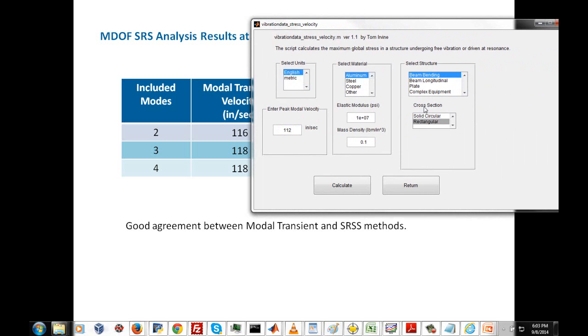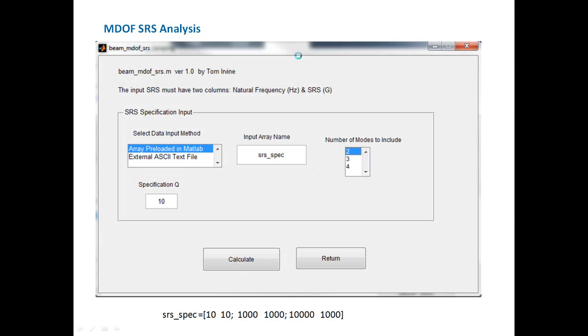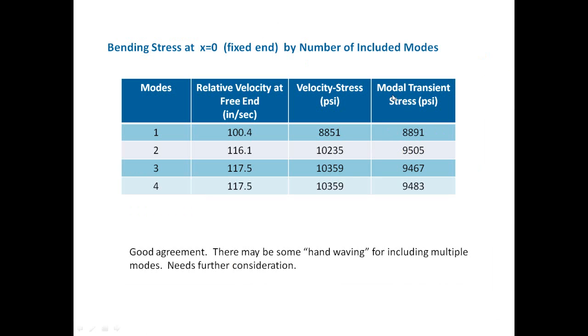Aluminum. Okay, we've got to be careful, get the right cross section. It is rectangular. Beam bending. Okay, wave speed about 200,000 inches per second, and the maximum stress is about 9,873.8 psi. And if we go back and look at a previous slide, yeah, that's ballpark. That's a ballpark good number.